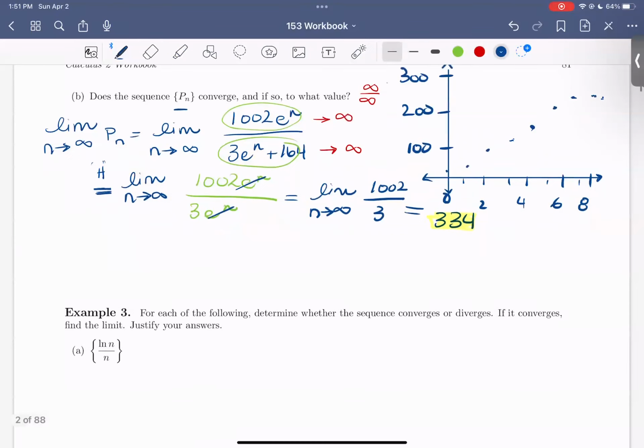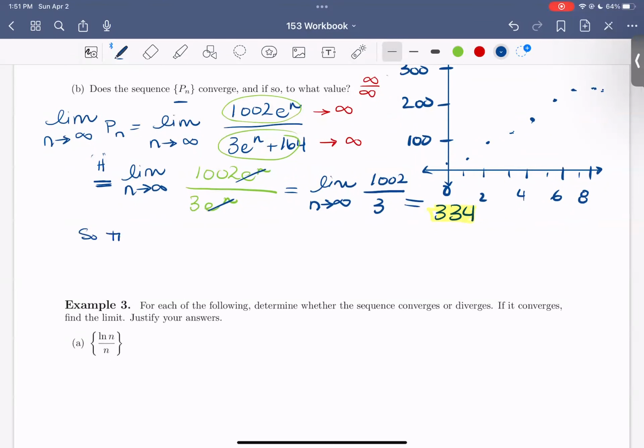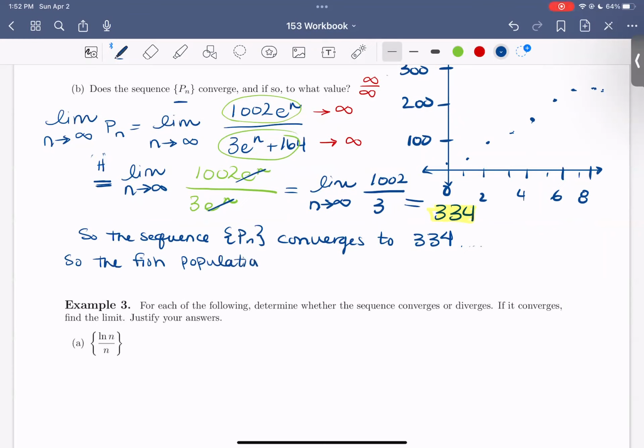So let's go ahead and write that down. The sequence P sub n converges to 334. So what does that mean in context? That means the fish population approaches 334 in the long run.